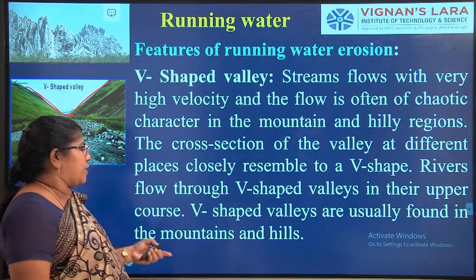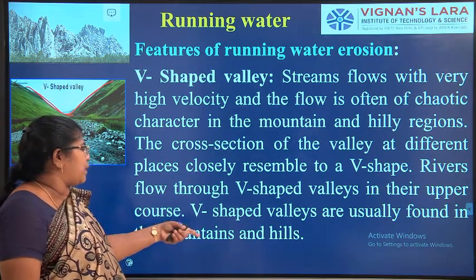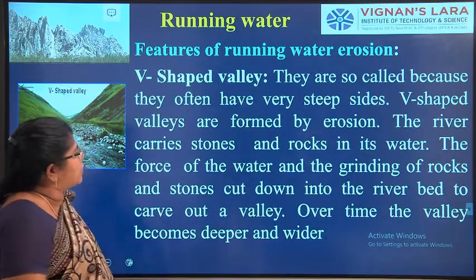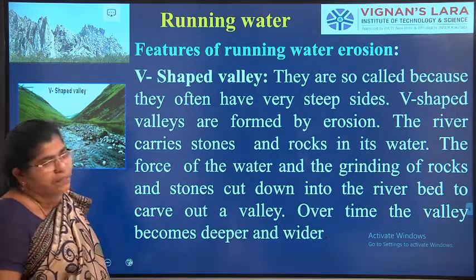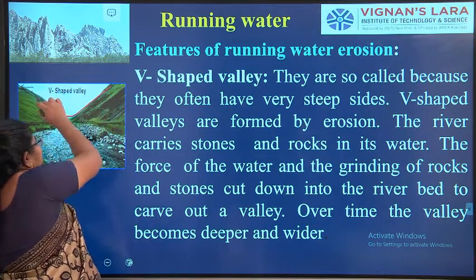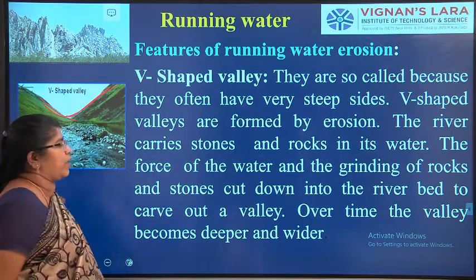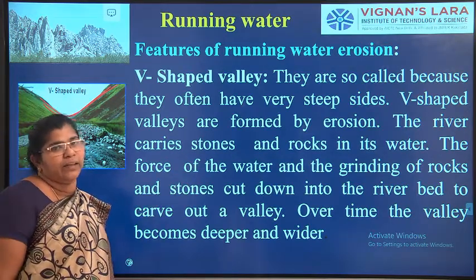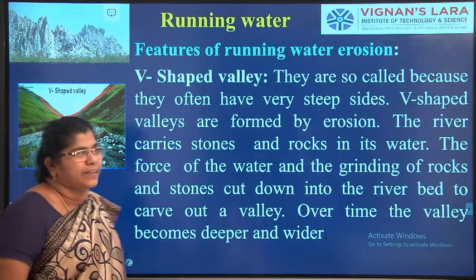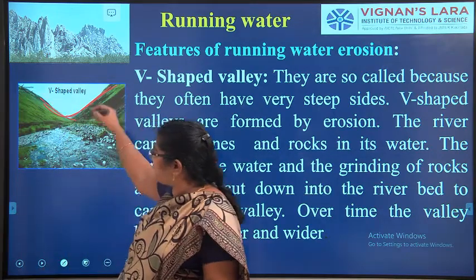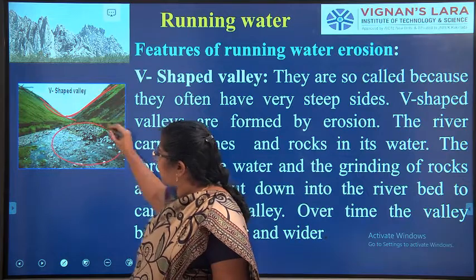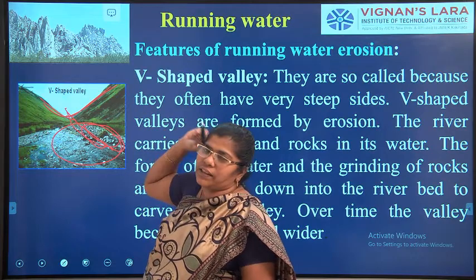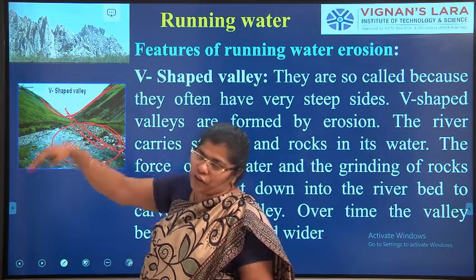It is usually formed at the bottom of mountains and hills, and also in the upper course. They are so called because they have very steep sides, looking like a V shape. The river carries the stones and the rocks in the water, and they are deposited at the bottom. You can see here it carries the stones and deposits them. As the river flows, it takes these stones and deposits them in another place. That is the formation of the sedimentary rocks.